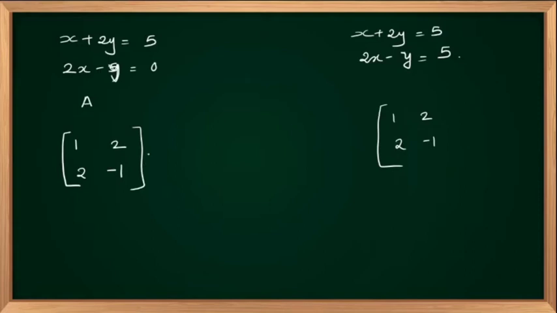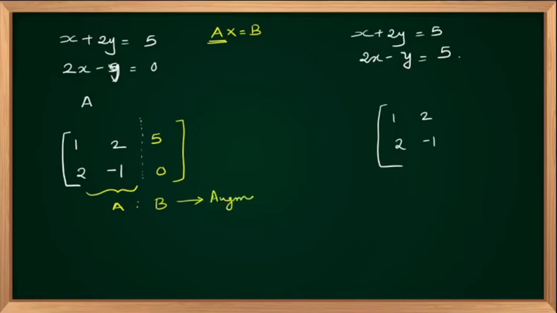Now to check for consistency, I will write one more column in addition to this coefficient matrix. That column I'll add from the resultant matrix, which is 5, 0. If the general format of the equation is AX equal to B, I have first written down the matrix A here. This is A. Now I have added the column B. This matrix A colon B is called the augmented matrix.